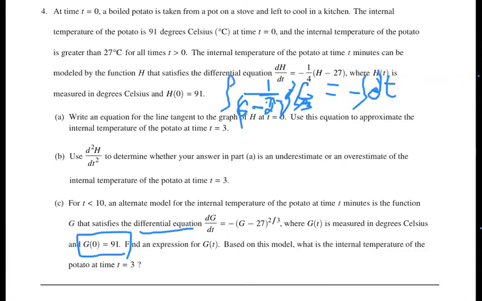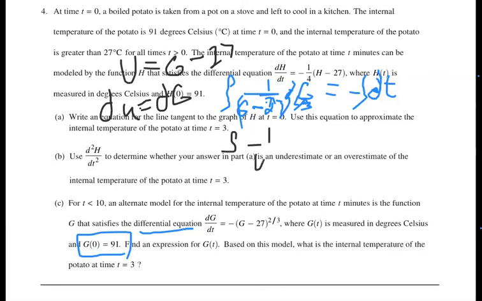So we are going to have to do what I told you you're going to have to do on this AP test. We're going to have to let u equal G minus 27. So du is going to equal dG. So this is going to give us the integral of 1 over u to the 2/3 du. And then we're going to go ahead and take the integral of 1, which is t plus some c.